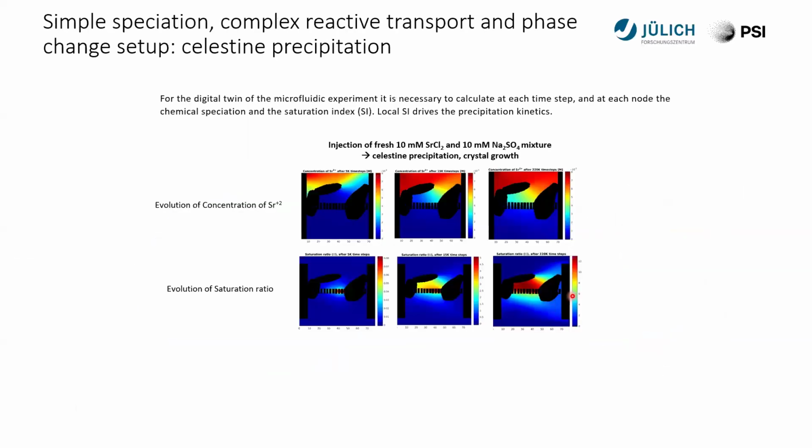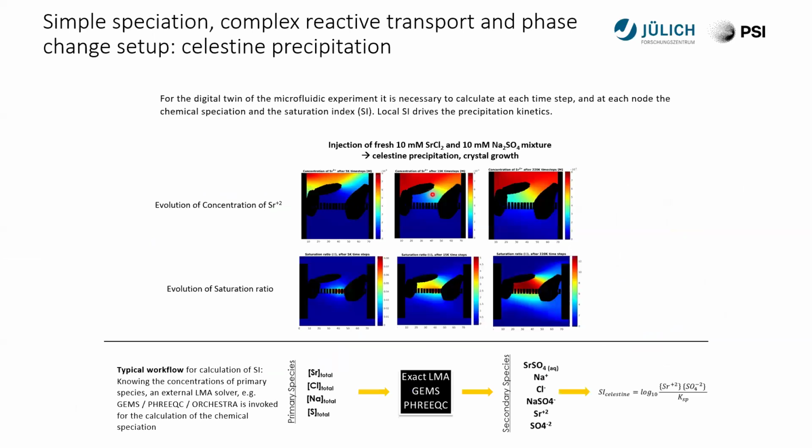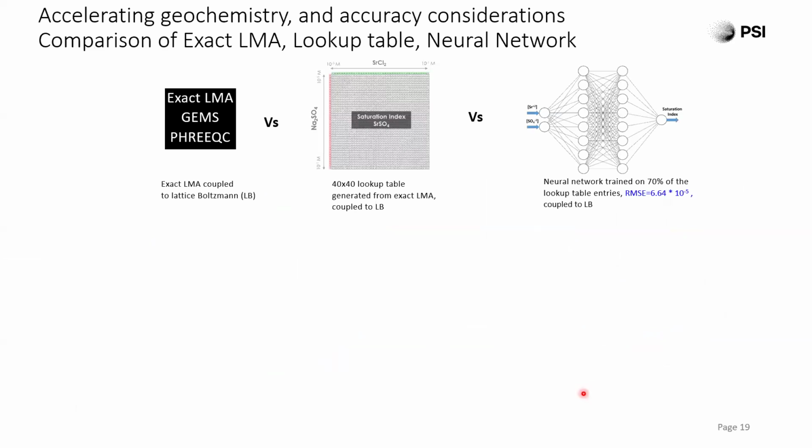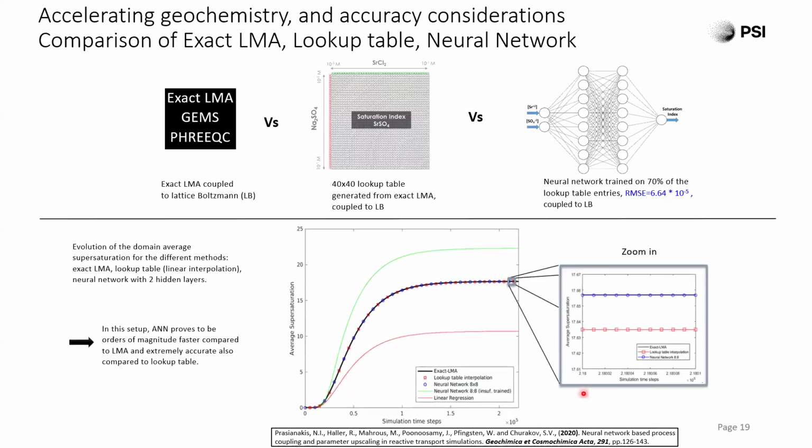So then we have done a test. What you see here is the evolution of this experiment. What you see as different colors is the evolution of the concentrations during the experiment. And then there is the typical workflow where one uses the geochemical solver. And there is another workflow where we can use a lookup table or a neural network or some other kind of surrogate model.